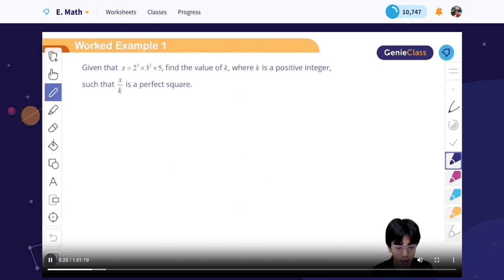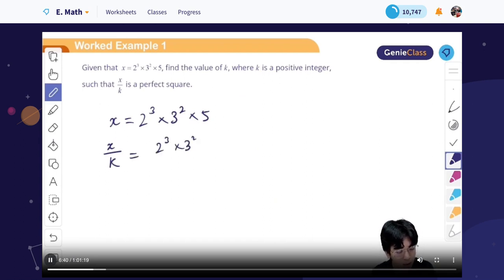Let's write out our x first. Copy the question as always. And we want to find x over k. So x over k is 2 cubed times 3 squared times 5 over k, right? We want it to be over k. So what should this k be such that it becomes a perfect square?